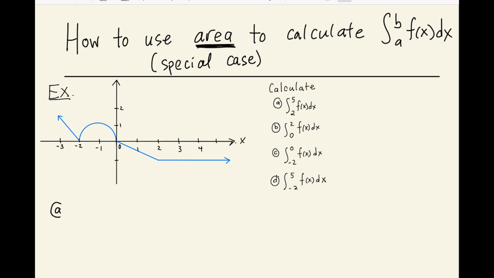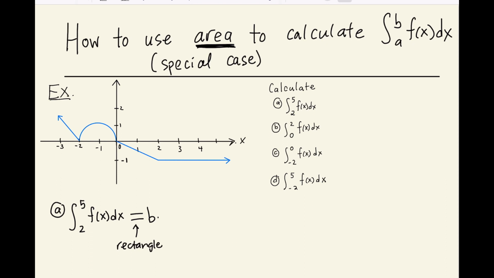So for part A, I'm asked to find the definite integral from 2 to 5. That is right here. So I'm going to be looking for this net area. To me, it looks like a rectangular shape. The base of the rectangle has length 3, and the height of the rectangle is 1.